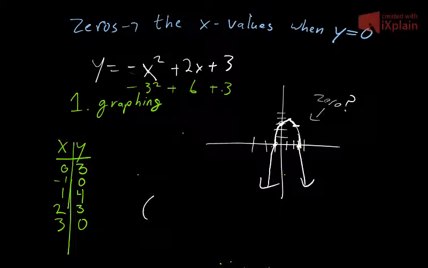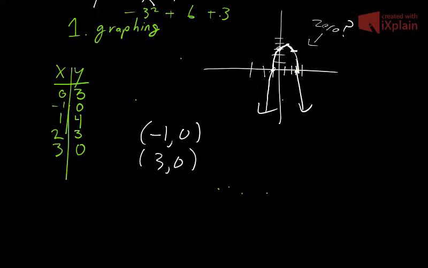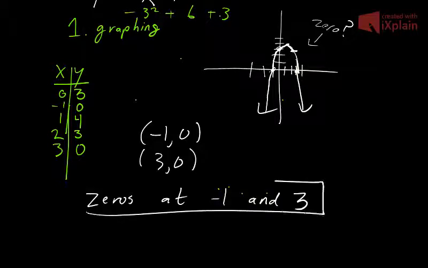They are at negative 1, 0 and 3, 0. So another way to write this would be I have zeros at negative 1 and 3. And that would be my final answer. And that was a lot of work. That took us a while.